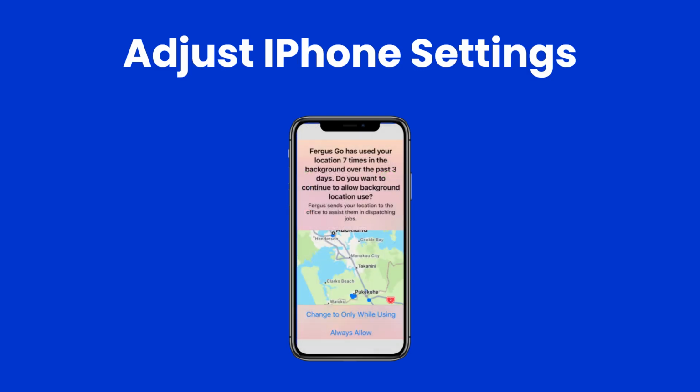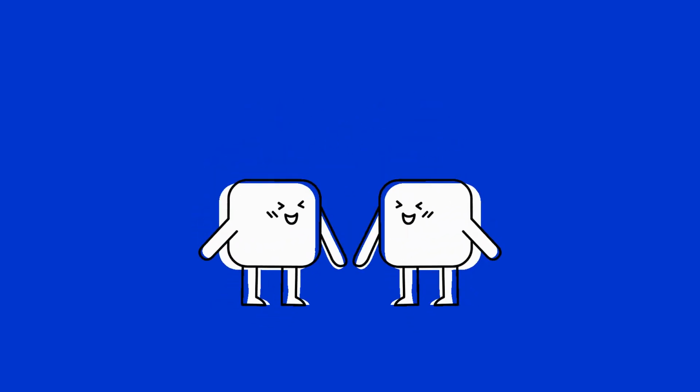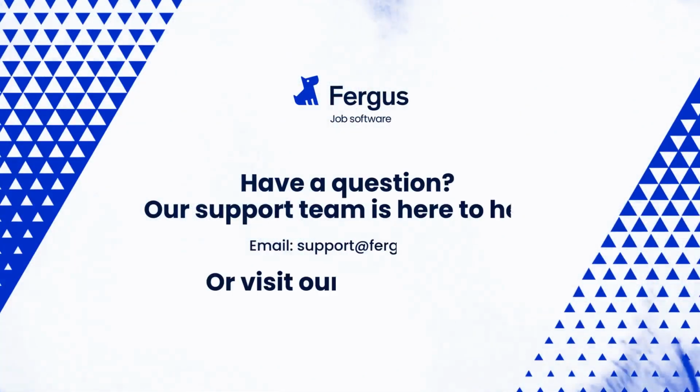If you've set location permissions to Always, your phone may ask you to confirm whether you still want to allow continuous access. Just tap Always Allow to keep everything running smoothly. And that's it! You've successfully set up Fergus's location feature. Now check out our guide on the employee map to see it in action.